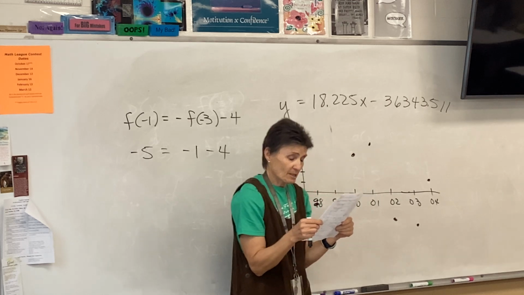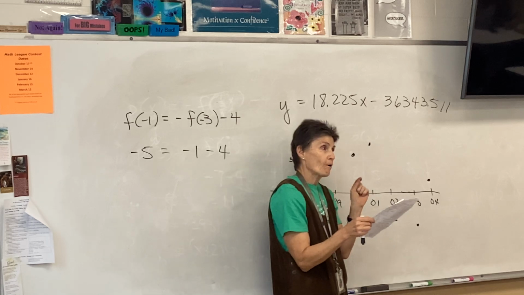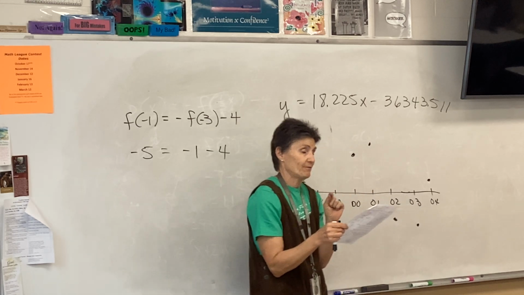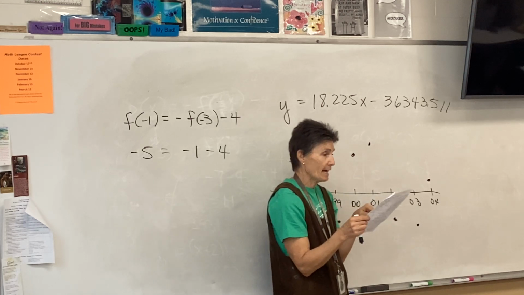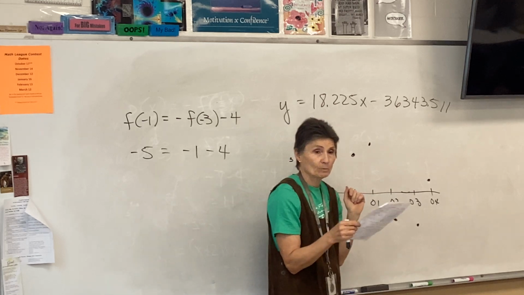All right, next one. What's the limit as we approach our vertical asymptote from the left? Our vertical asymptote from the left, what's going on? Negative infinity. We're going down.